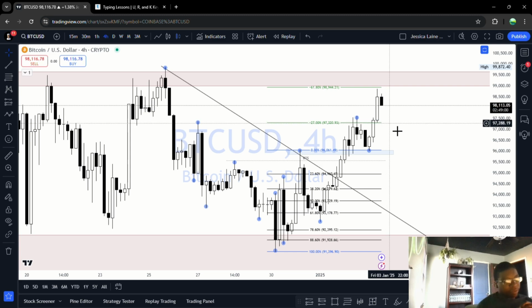But you do want to have your key levels of interest or your price points of interest to be looking for, so that you can confirm the things that you see.